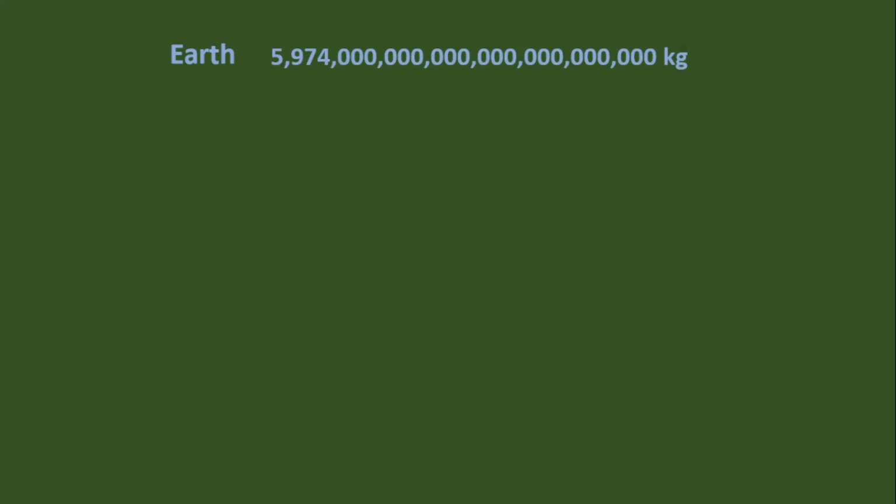Now, we know that the weight of the Earth is 5974 followed by 21 zeros. This number is very large to read and use. Hence, large numbers are expressed in exponential form to reduce their size and make it easy. 5974000 and so on is nothing but multiplication of 5974 and 10 into 10 into 10 into 10, 21 times. We can express this number as 5974 into 10 raised to the power 21 or 5.974 into 10 raised to the power 24, which makes it easy to read and use.